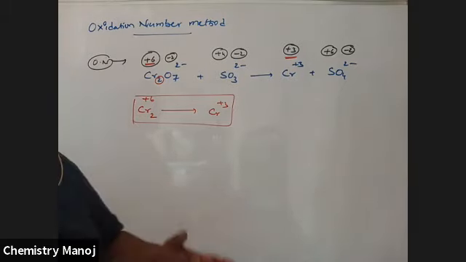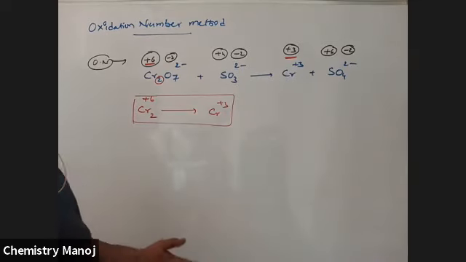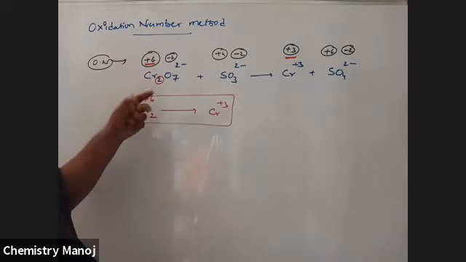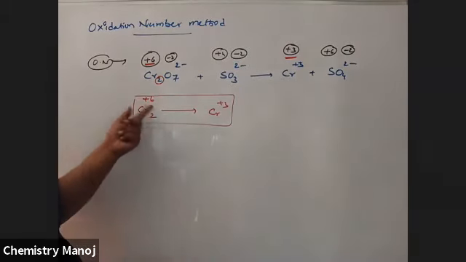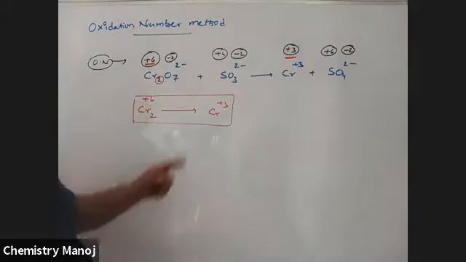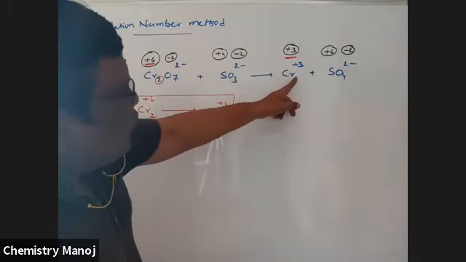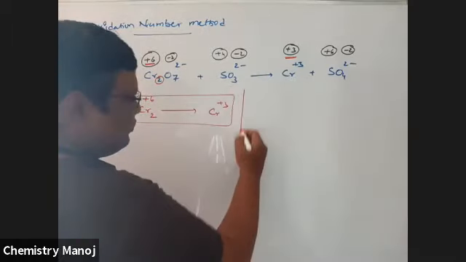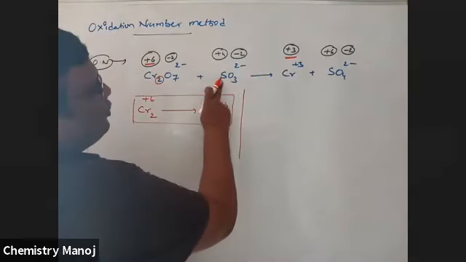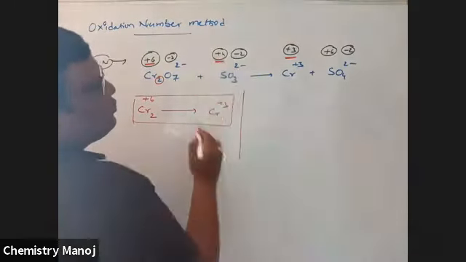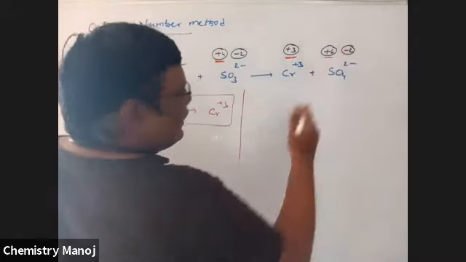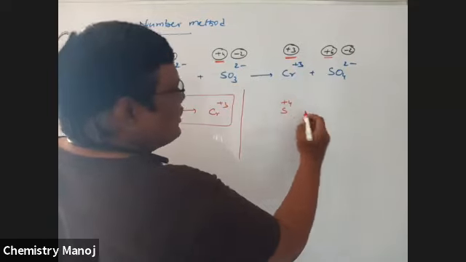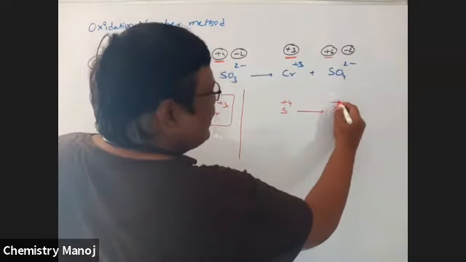So those who are entering, yesterday's class covered that. My dear boys, here chromium is +6. 2 chromiums are there. Collect those 2 chromiums with +6. Next, here only 1 chromium, +3. Collect them. Next one. Here sulfur +4, here sulfur +6. Collect those two elements only. That is, sulfur +4 changes to sulfur +6.